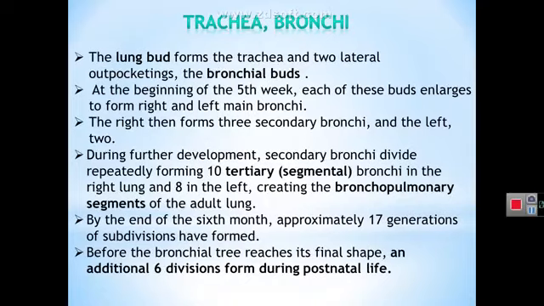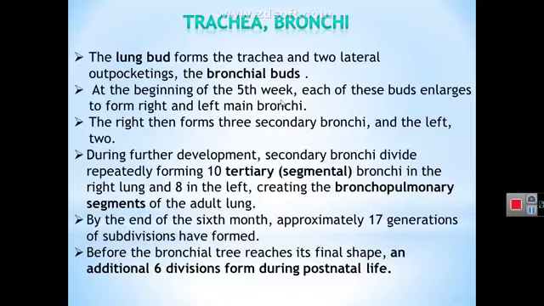The formation of trachea and bronchi. During the time the lung buds separate from the foregut, the lung bud forms the trachea and two lateral outpouchings, the bronchial buds. At the beginning of the 5th week, each bud enlarges to form the right and left main bronchi.